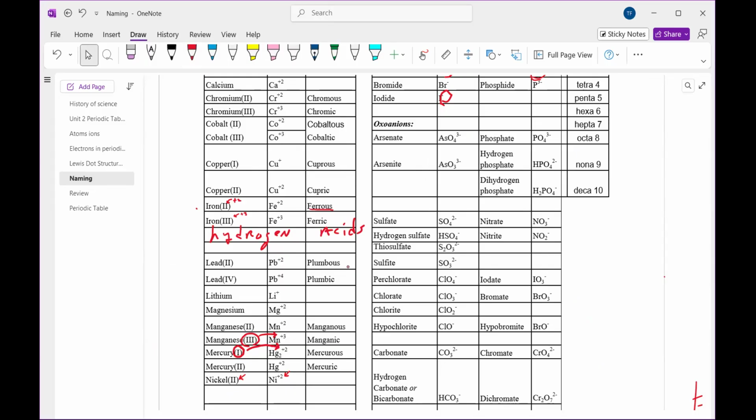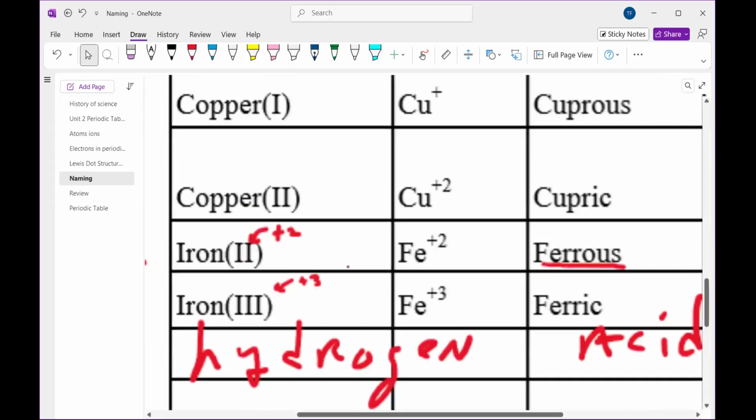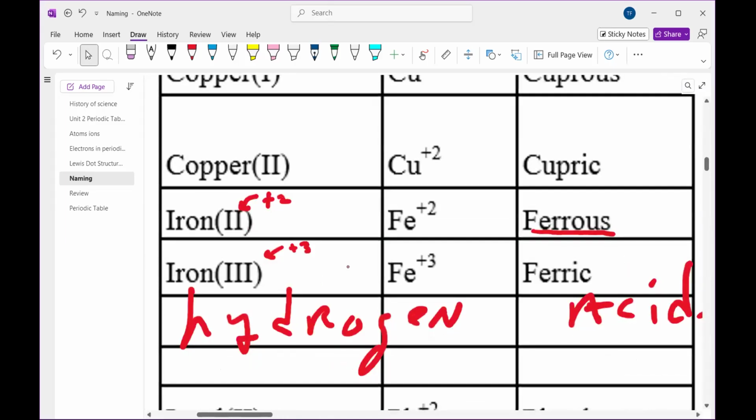Notice, for example, iron. The common ions for iron are iron 2 and iron 3. Iron 2 has a charge of +2. Iron 3 is a charge of +3. So that's what the Roman numerals are in there. They have to do with the charge. Now, only cations have different charges. The anions only have one charge.